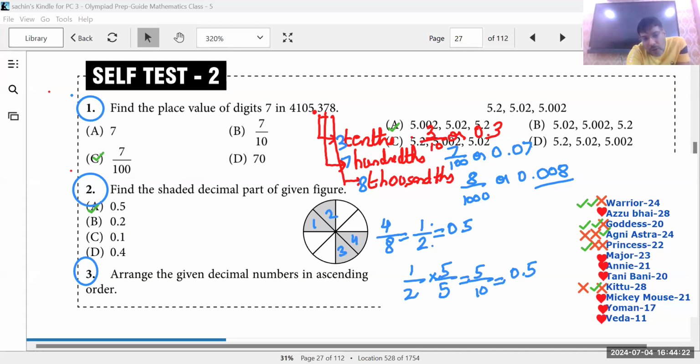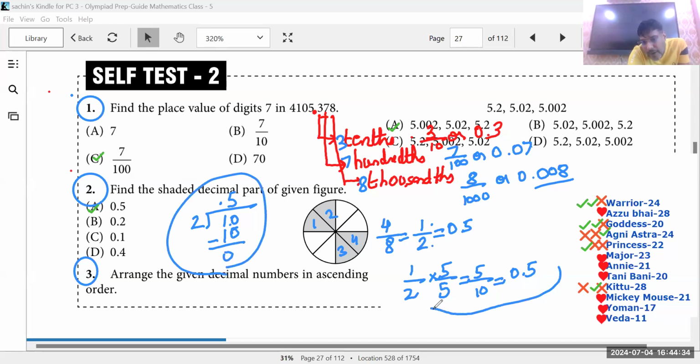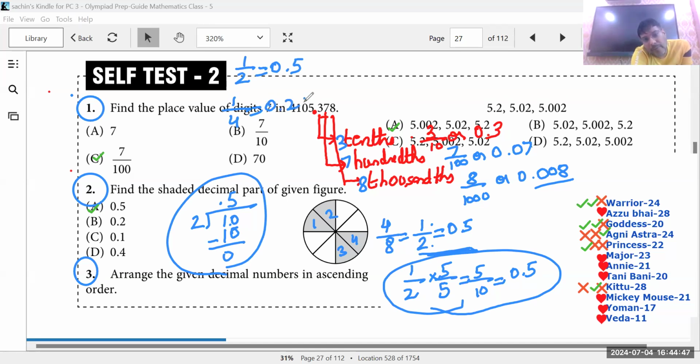Now you know division also, so you can divide. 1 divided by 2. First put a decimal, put a 0. Then 2 fives are 10. You can do division, you can multiply by 5, or you can remember 1/2 is 0.5. There are few conversions that you must remember. 1/2 is 0.5. 1/4 is 0.25. 1/5 is 0.2. 3/4 is 0.75. So please note them down.